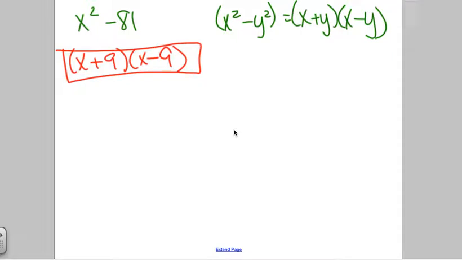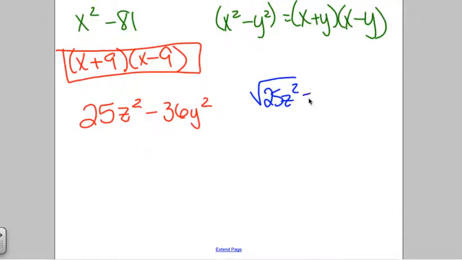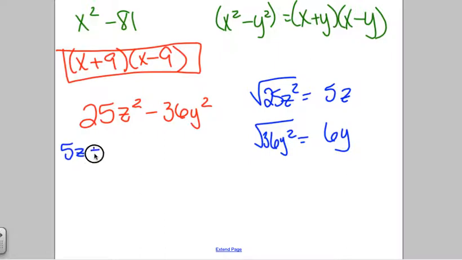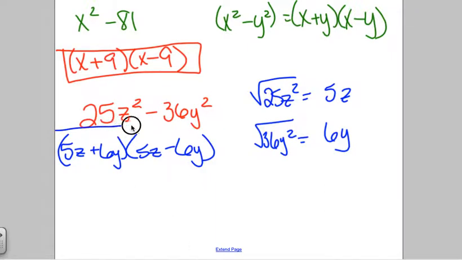Let's try a more difficult one. Let's try 25z squared minus 36y squared. We know this is a difference of squares because we are subtracting and both of these are perfect squares. So the square root of 25z squared, square root of 25 is 5, square root of z squared is z, so 5z. Square root of 36y squared is 6y. So I'm going to have 5z plus 6y and 5z minus 6y. And that is fully factored.